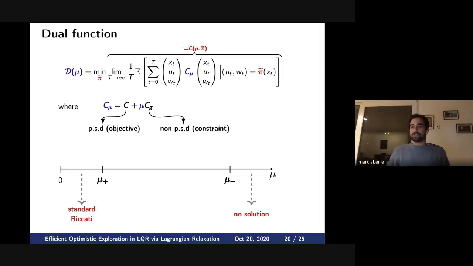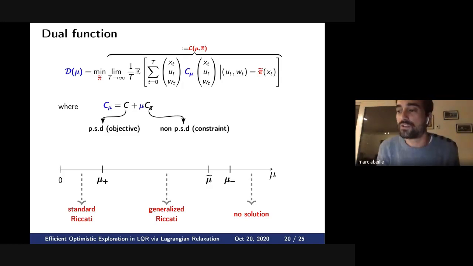And the interest resides in what's happening in the middle. It turns out that we can go beyond the standard Riccati framework and guarantee that there exists a breaking point, mu tilde, somewhere in between mu plus and mu minus, such that below mu tilde, a Riccati solution still exists and coincides with the dual function. And so this immediately translates into properties for the domain of the dual function.